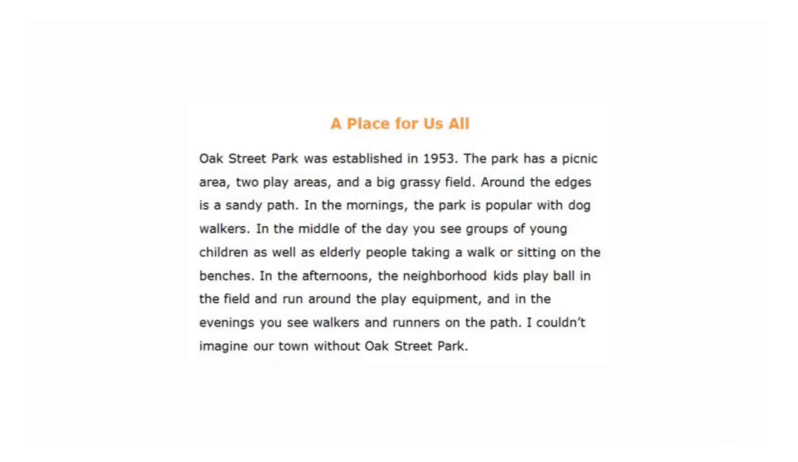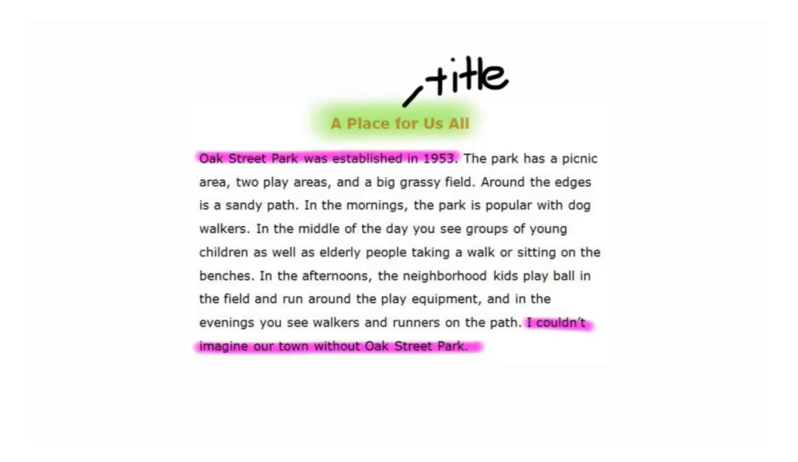Okay, so let's think about the main idea. The title is A Place for Us All. Well, that doesn't exactly tell me what the paragraph is about. Let's look at the first and last sentences now. Oak Street Park was established in 1953. And the last sentence is, I couldn't imagine our town without Oak Street Park. I bet the main idea has something to do with Oak Street Park.